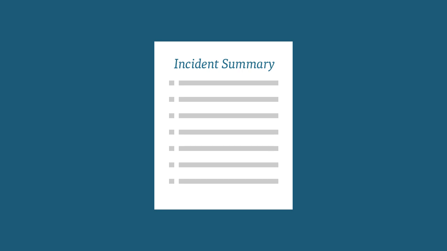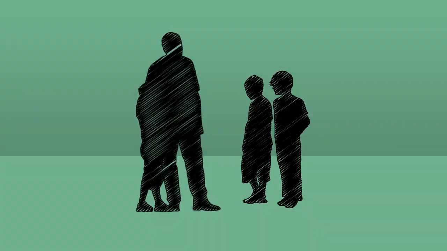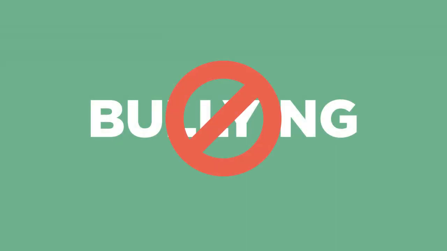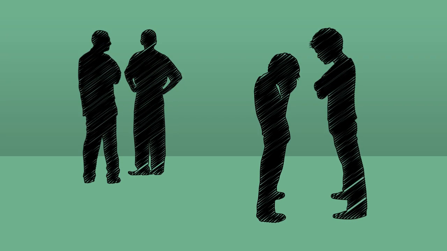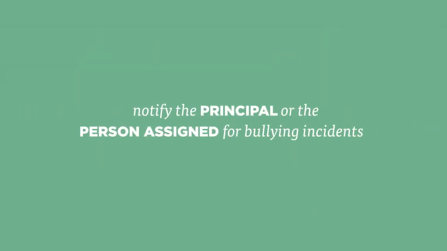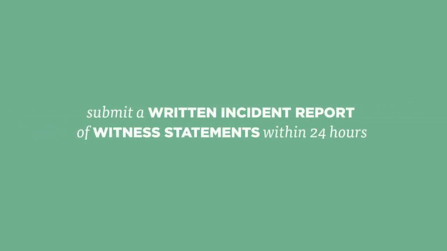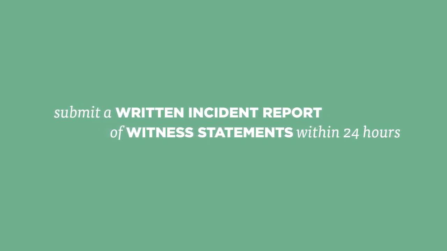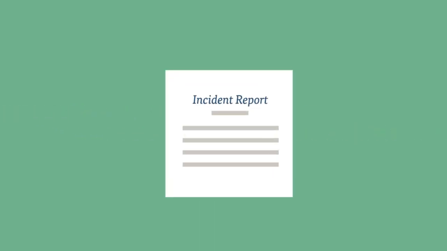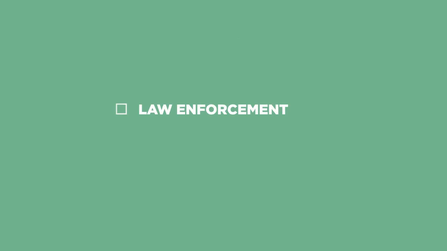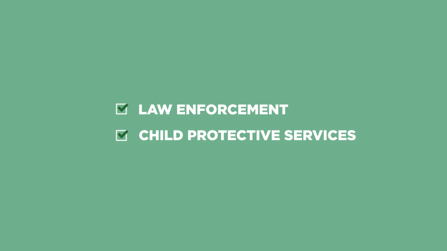Investigate. A quick response to reports of bullying is very effective in sending the message to all students that a school does not tolerate bullying. Teachers and staff who witness or receive a formal, informal, or anonymous report of an incident must notify the principal or the person assigned for bullying incidents. Give a formal report to the principal. Submit a written incident report of witness statements for informal and anonymous complaints within 24 hours. Administrators must review and investigate complaints. When appropriate, they must notify law enforcement of alleged criminal misconduct and Child Protective Services of suspected child abuse.